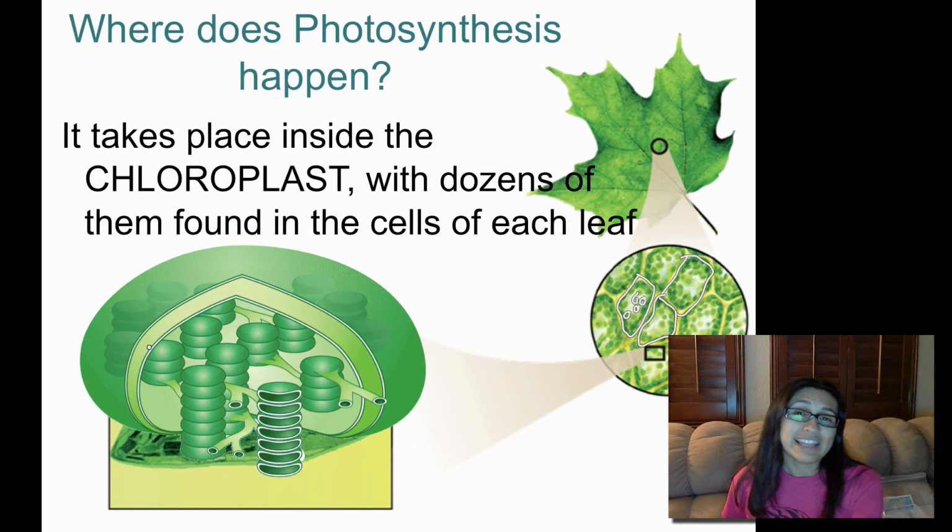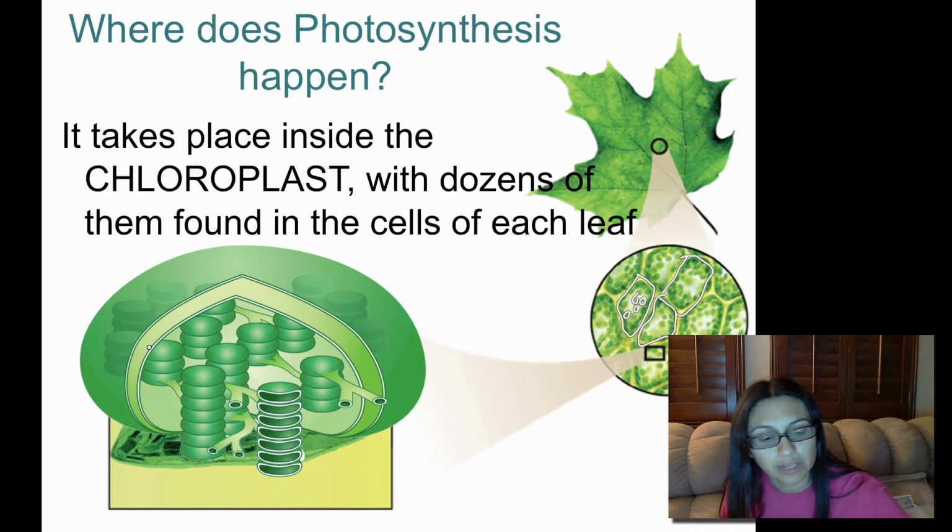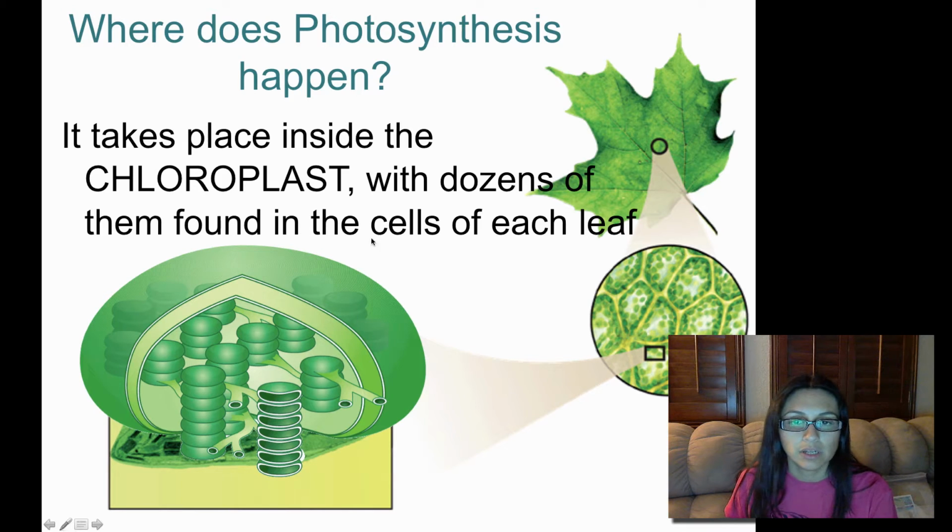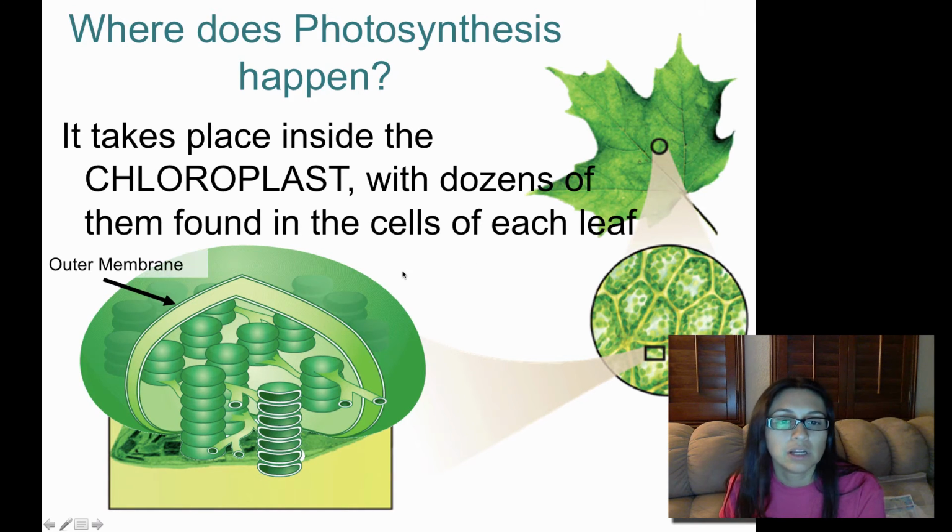Let's go ahead and label your picture now. So now that you have your chloroplast drawn, we're going to go ahead and label it. Just like the mitochondria, this is going to seem very familiar to you. We have an outer membrane. So our chloroplast has two membranes, just like the mitochondria does. So we have an outer membrane. There's an inner membrane. So that's what we see here.